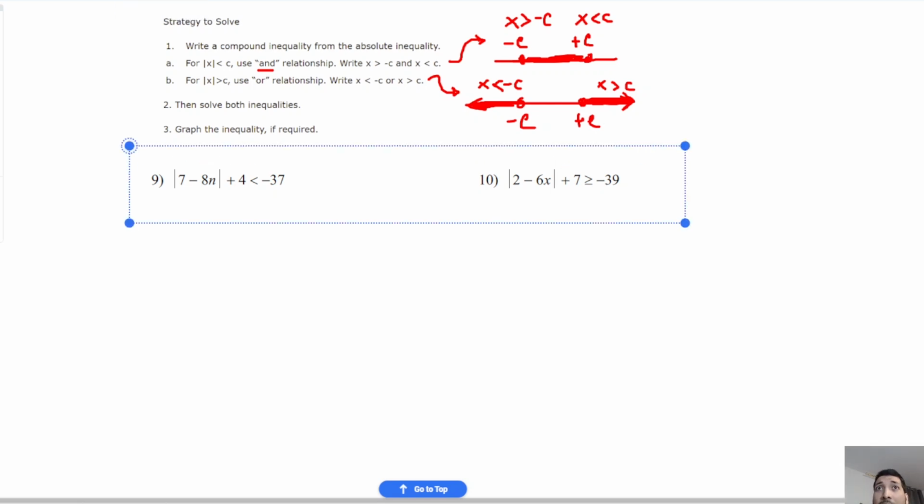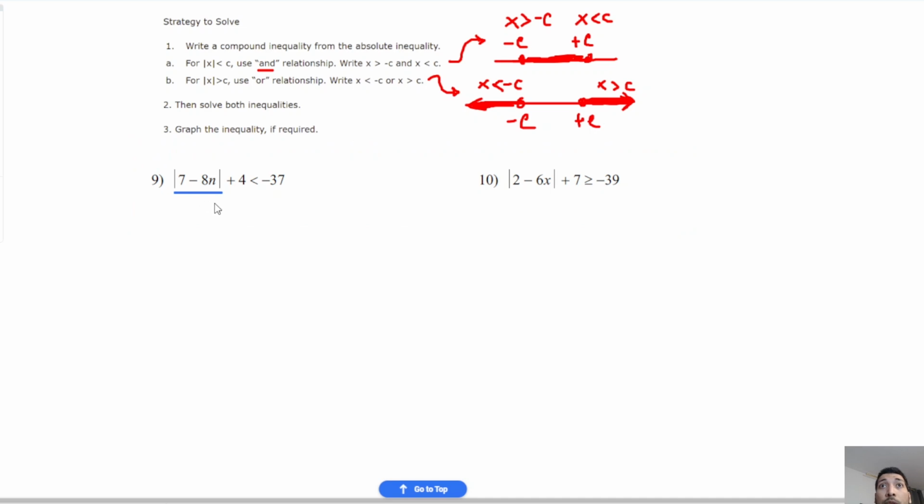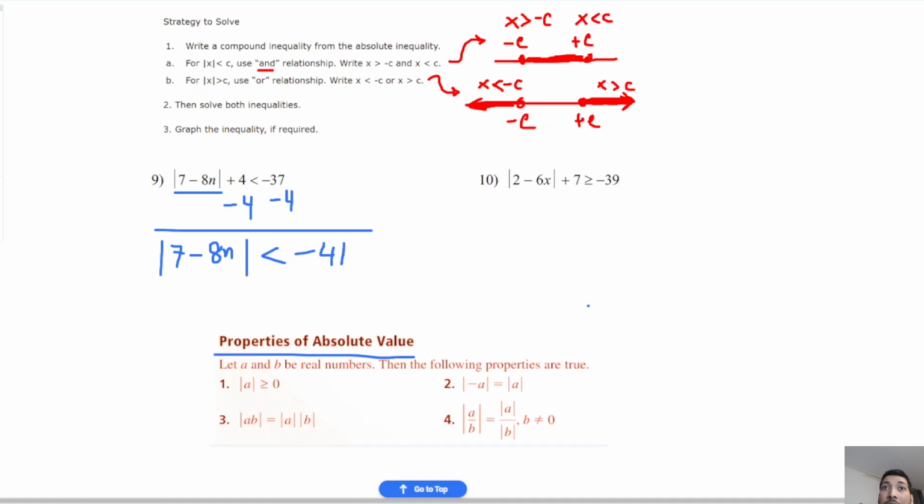Okay, now let's look at number 9. Here we have the absolute value of 7 minus 8n plus 4 less than -37. First things first, we have to isolate this absolute value quantity. So we subtract 4 from both sides. The absolute value of 7 minus 8n less than -41. Earlier, we learned about the properties of absolute value. The absolute value of an expression must be greater than or equal to 0. So in this case, this one cannot be less than -41. So again, we have no solution.